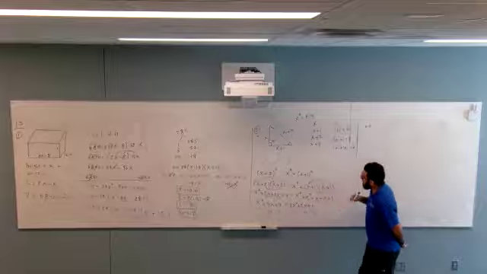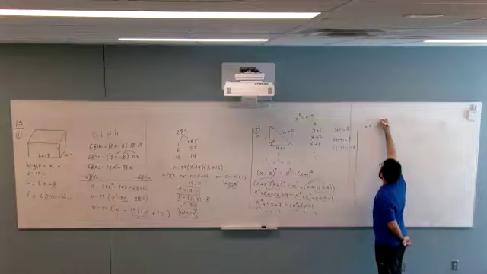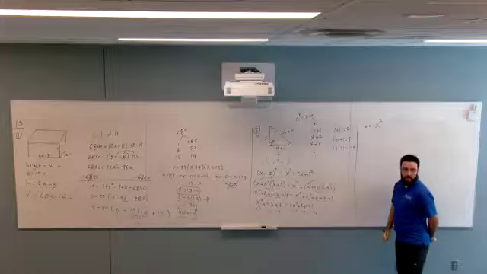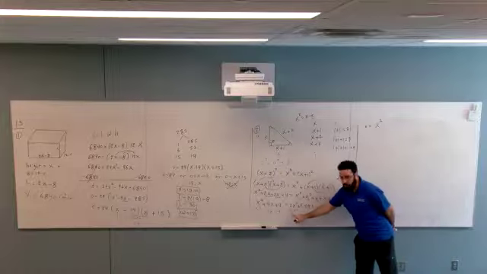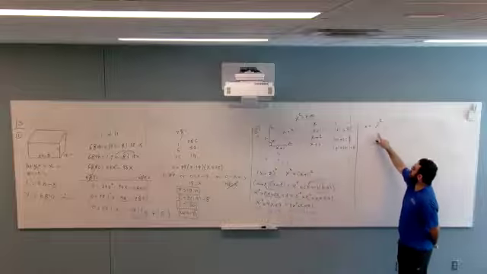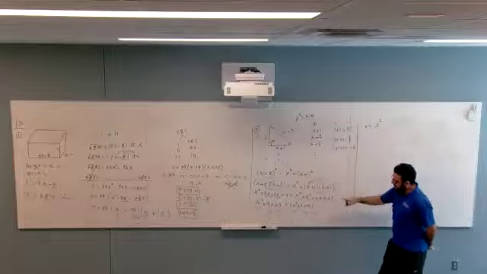Two x squared minus x squared is x squared, because we only subtract the coefficients. 2 minus 1 is 1, so we keep the x squared. Okay.